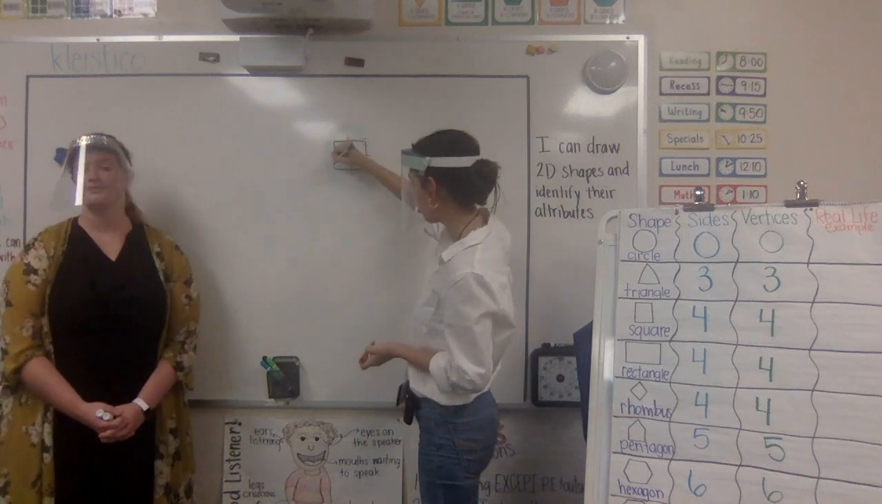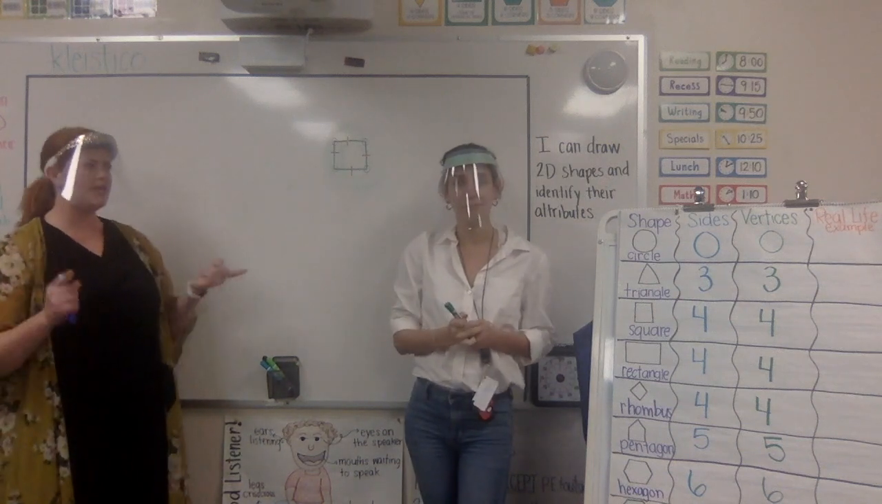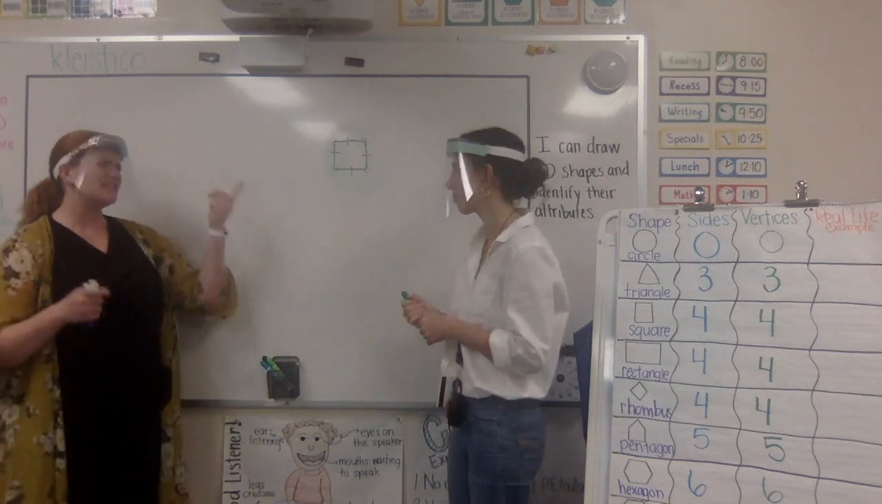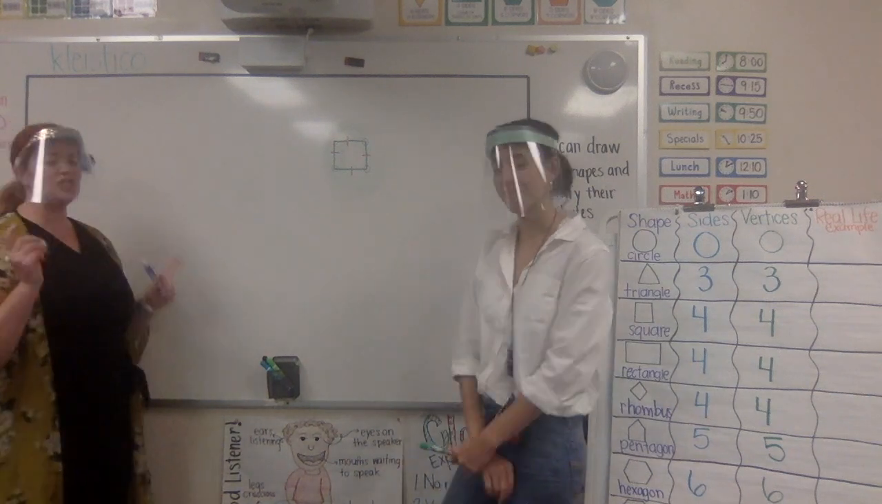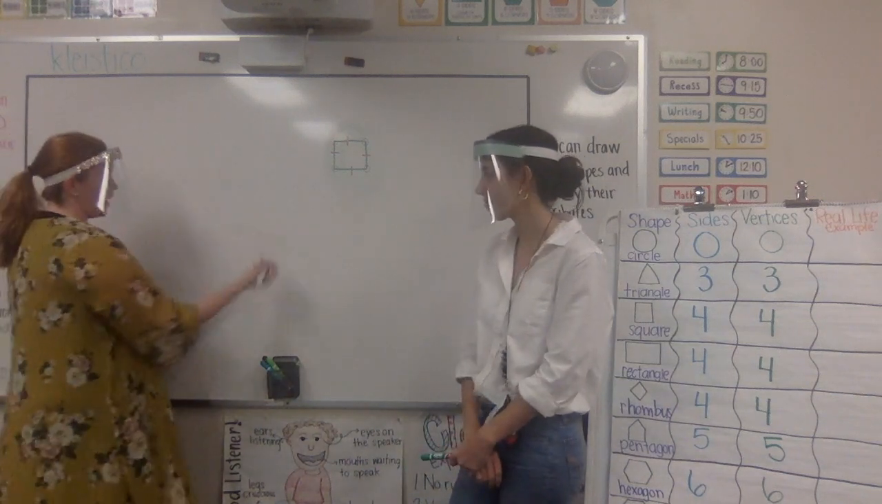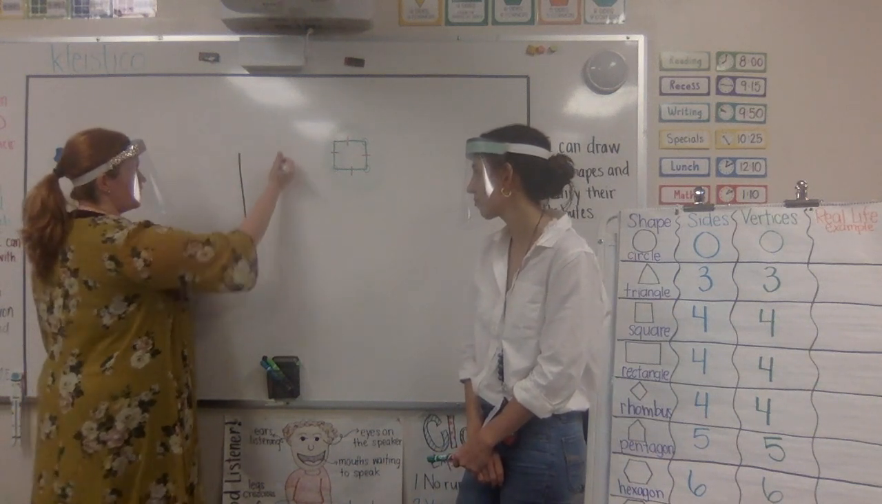So 1, 2, 3, 4. Well, I know another quadrilateral, Miss Lestico. Let's leave that square there so we can compare. I'm going to do a rectangle, which is a quadrilateral, meaning it also has 4 sides and 4 vertices.